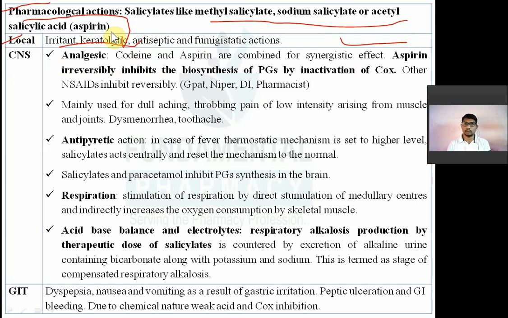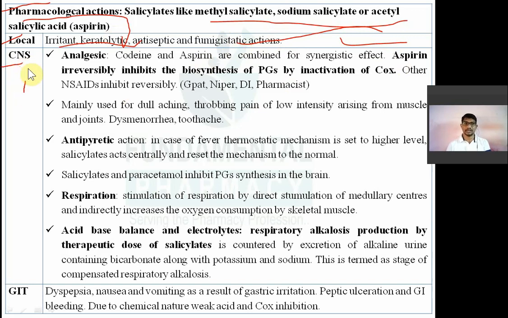You might have seen this salicylic acid patch or bandage that is easily available in the medical shop. The name of that is nothing but the corn cap. Corn cap consists of salicylic acid, which is a keratolytic. Locally it also acts as an antiseptic and fungicide, meaning it will stop fungal infection. Now we'll see the action of acetyl salicylic acid on CNS.